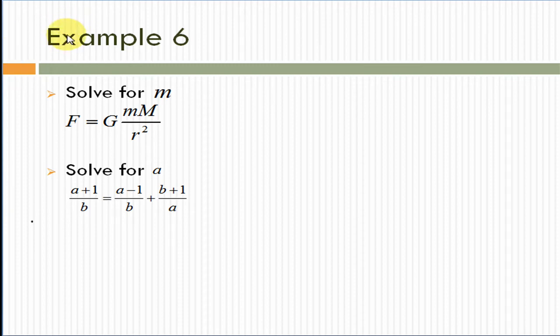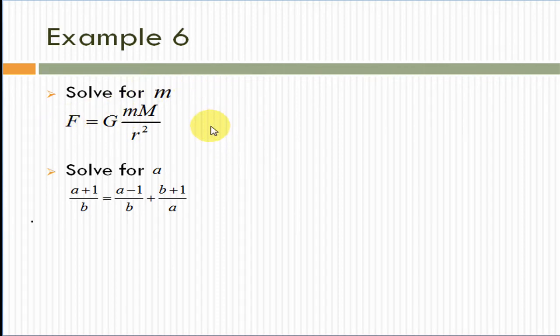Let us continue with example 6. Solve for little m. So we have the following equation and we want to solve it for little m. Solving for little m means we want to make little m stay by itself on one side of the equation. So in particular, for example, we don't want this r squared. So to get rid of this r squared, we multiply both sides by r squared.